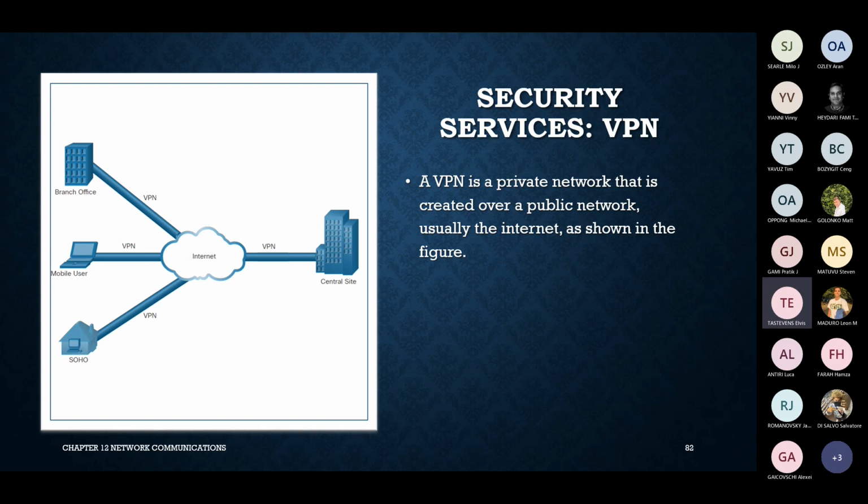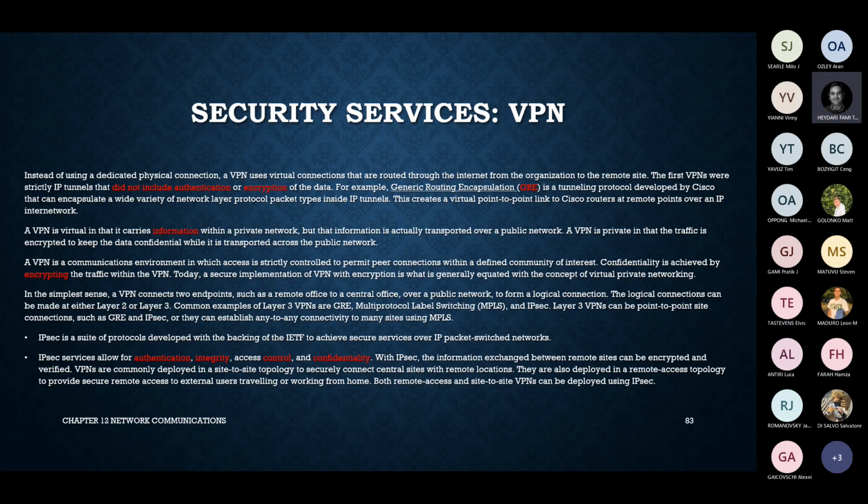Next up is VPN. It is a private network that is created over a public network, usually the internet, shown in the figure on the left. And then what is the idea? A VPN is a communication environment in which access is strictly controlled to permit peer connections within a defined community of interest. Confidentiality is achieved by encrypting the traffic within the VPN. And today, a secure implementation of VPN with encryption is what is generally equated with the concept of virtual private networking.